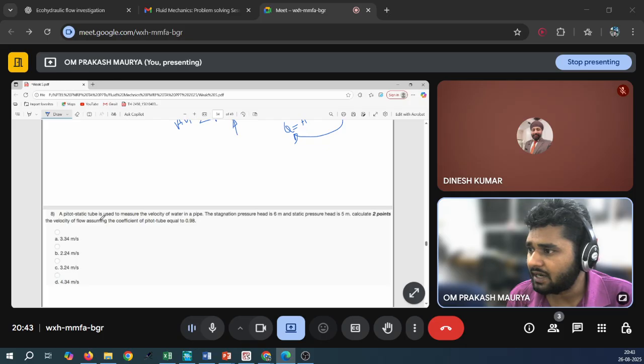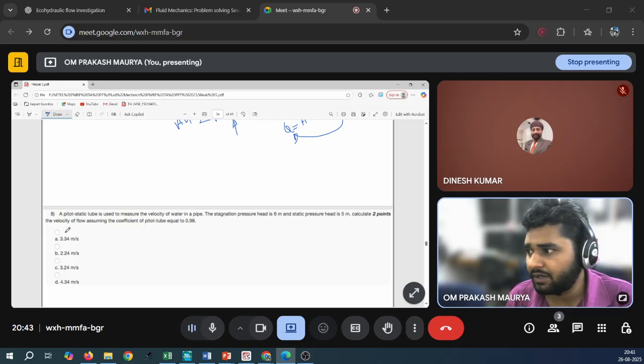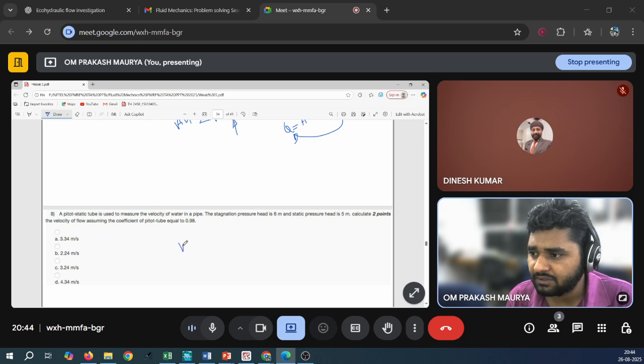A pitot static tube is used to measure the velocity of water in a pipe, and the stagnation pressure head is 6 meter and the static pressure head is 5 meter. Calculate the velocity of flow, assuming the coefficient of the pitot tube equal to 0.98. So you just try to calculate. Here we need to calculate the velocity using our pitot tube concept.